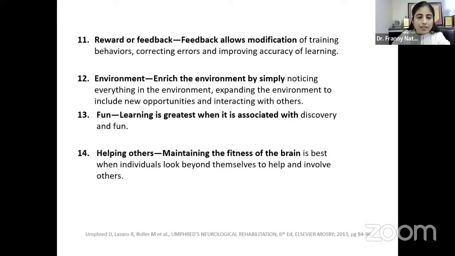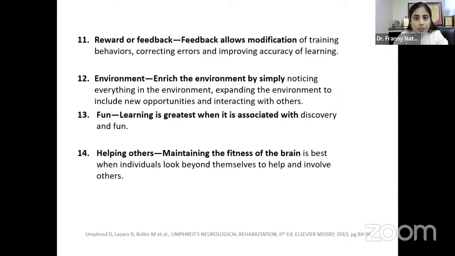The next principle is fun, which says that learning is optimum when it is associated with discovery and fun. So the rate of learning would be much more if the person is enjoying the activity he is doing. That's why we said the activity should make some sense to the patient, and the patient should be motivated to do that activity, and at the same time the person should be having fun while performing it. And that's how we talk about play therapy in the pediatric population or group therapy in the adult population.